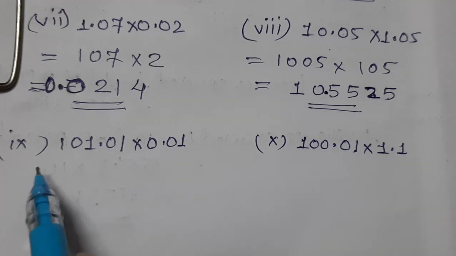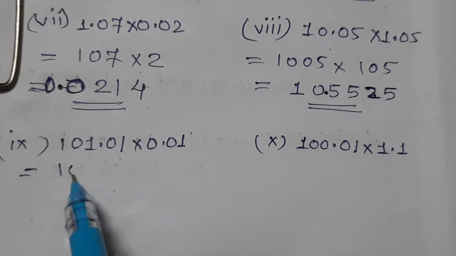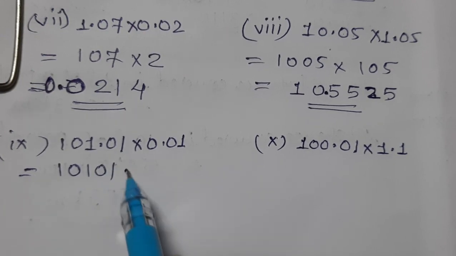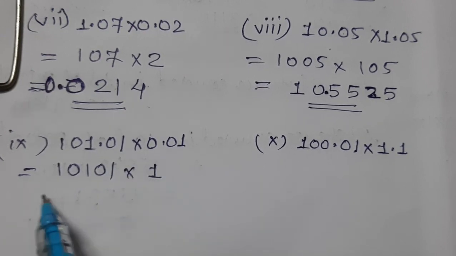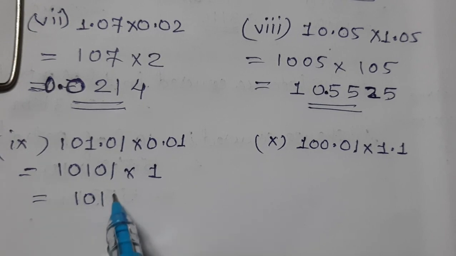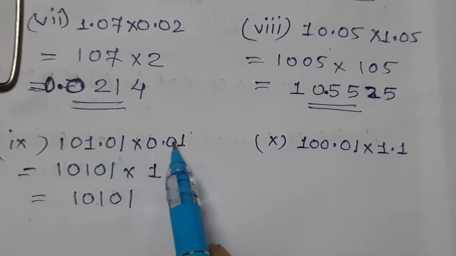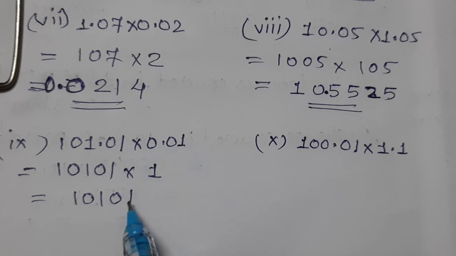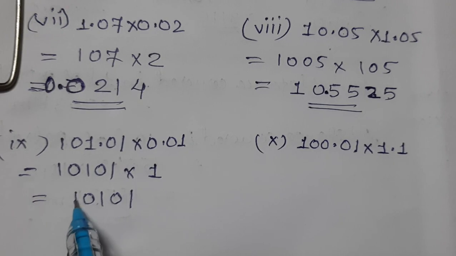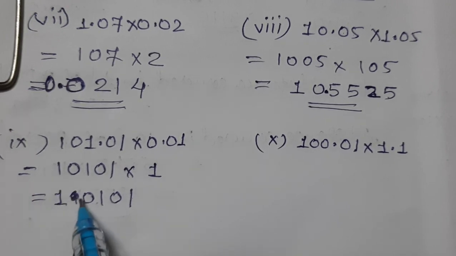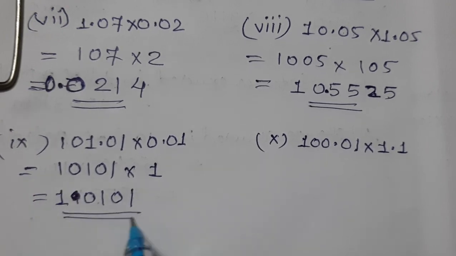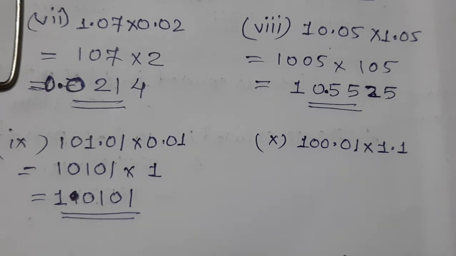Now see the last two questions. Again simply first multiply. 10101 into 1 only. When you multiply by 1, it will result in the same number. Now putting the decimal. 2 plus 2, 4. Starting from the right towards the left. 1, 2, 3, 4. So 1.0101.